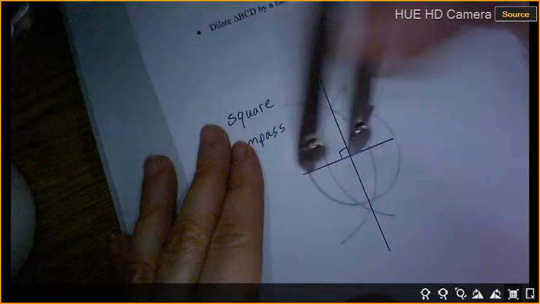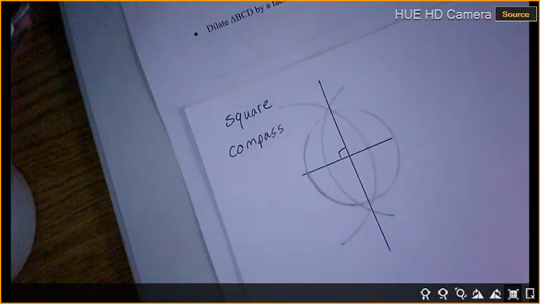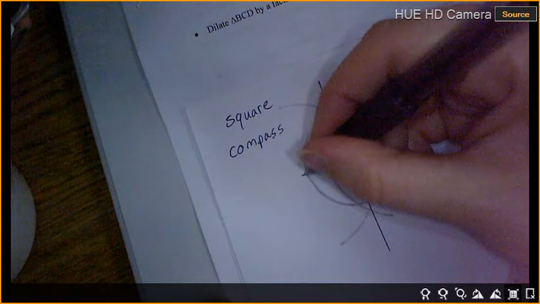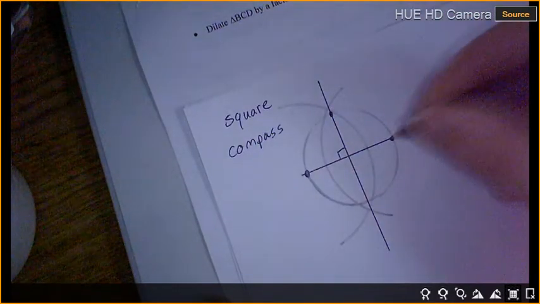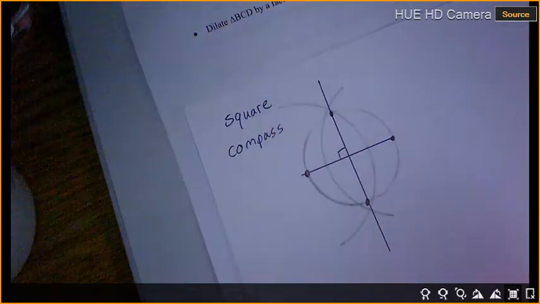That circle is guaranteeing that everything is the same distance, right? Because the radius is all the same. Now, where this circle intersects each of these lines, that's where I'm going to connect. And I'm going to make a square.